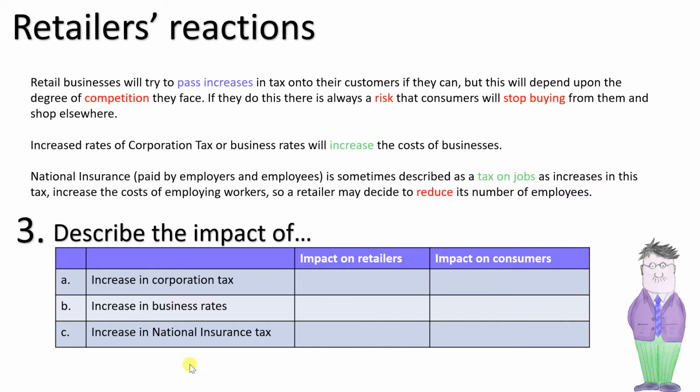An increase in national insurance tax. Now this is the one that's a tax on earnings. But remember, employers and employees have to pay it, because the employers actually make a contribution as well. So if there's an increase in national insurance, then the employer has to have their contribution increased, as well as the employee. And if the increase is significant, can they afford to keep all the workers? This is the last point we were looking at. So that's what's going to happen to retailers. And if there's such job insecurity, how are consumers going to feel about spending?